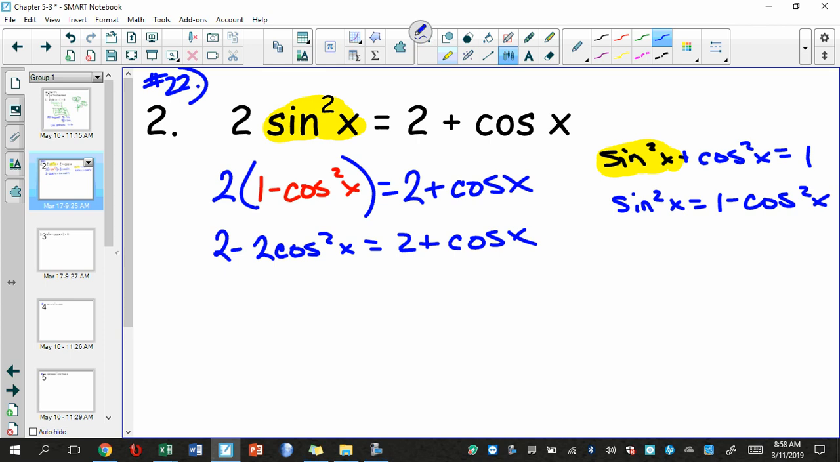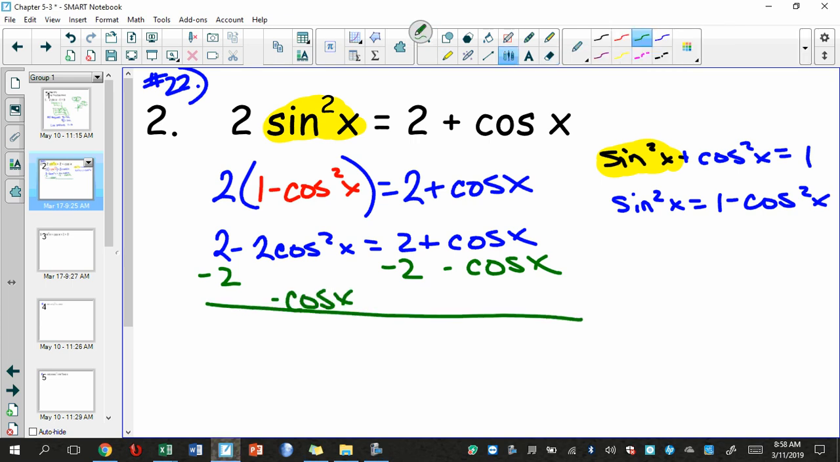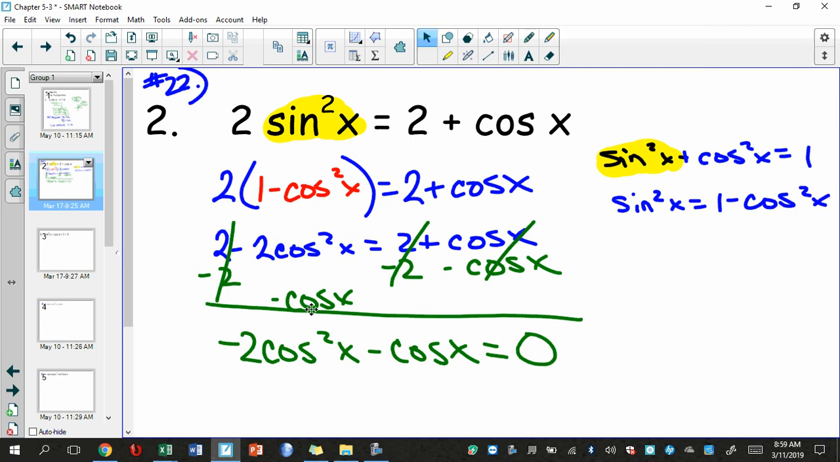Subtract 2 and what else? So we're going to subtract 2 and subtract cosine of x. Notice I put a little space here. Why did I put a little space there? Because they're not like terms, are they? So 2 take away 2 goes away, but I'm left with negative 2 cosine squared x minus the cosine of x is equal to 0. Yes? Okay, now what?